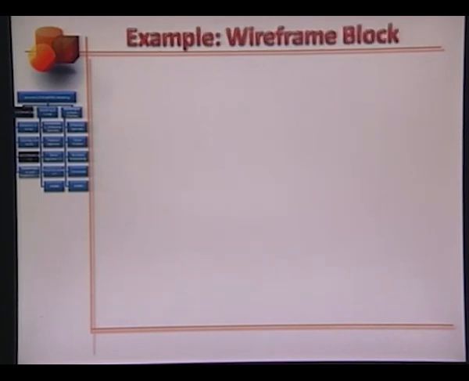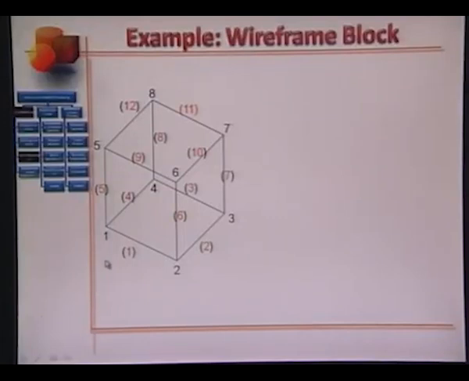Another example of a wireframe block. The edges are numbered within parentheses and the vertices are numbered without them. Like in the previous example, we'll have two tables: the edge table that would record the topological connectivity between different vertices and edges, and the other, the vertex table, that will record all the coordinates of all the vertices.